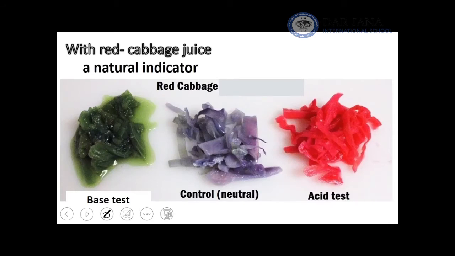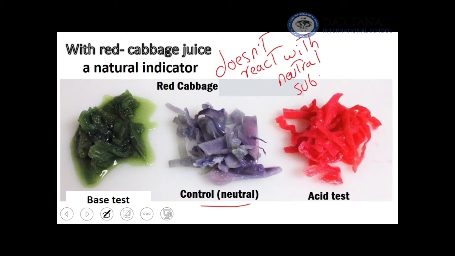Now, what happens when you add a neutral substance to red cabbage juice? Simply nothing. Okay, so red cabbage juice, like any other indicator, doesn't react with neutral substances.